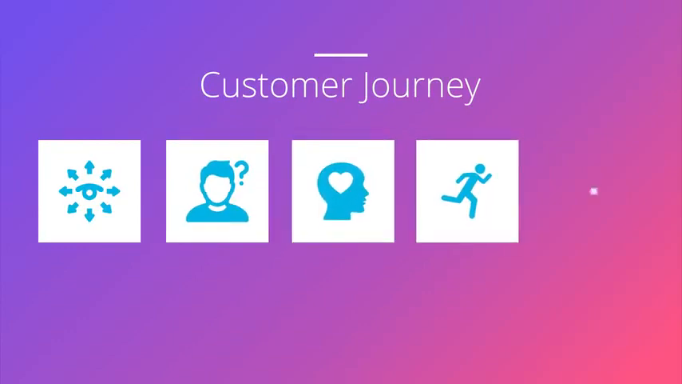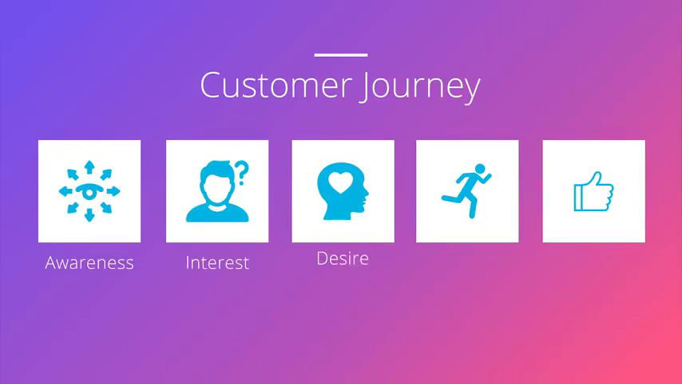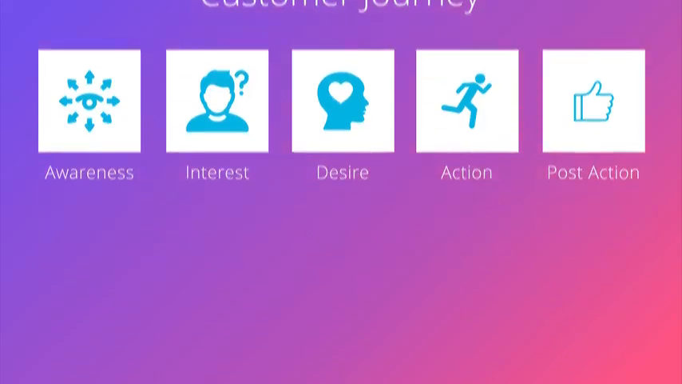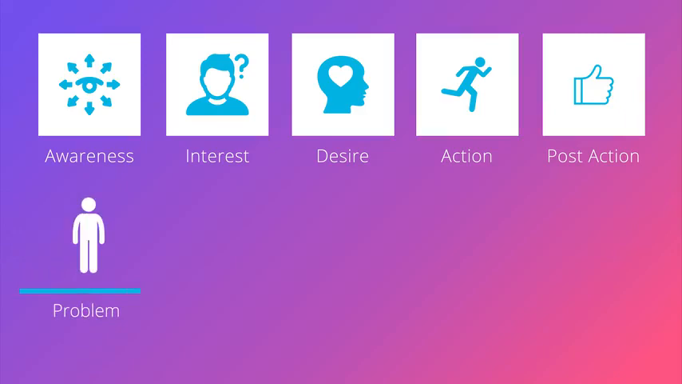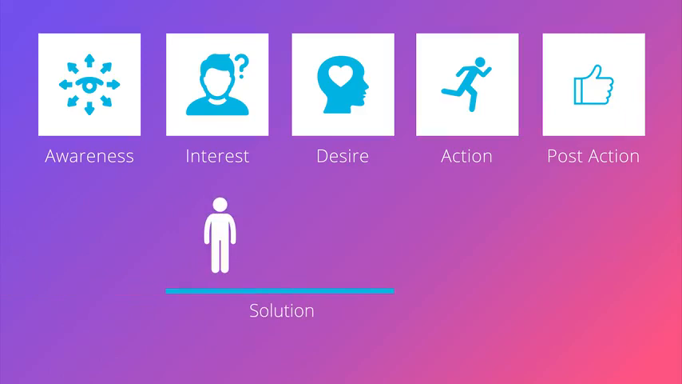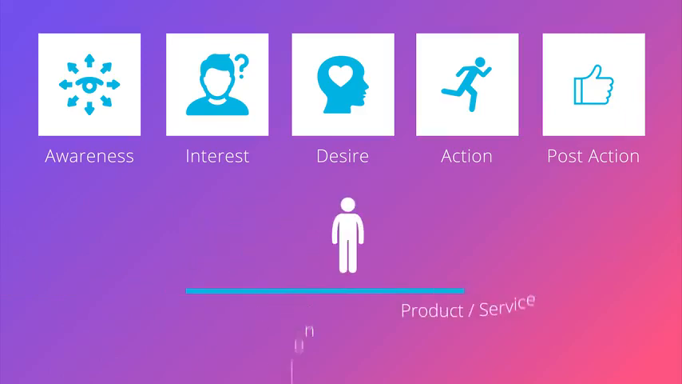Recall that the customer journey is the steps people go through leading up to and after taking an action with you. The customer journey again is made up of 5 stages: aware, interest, desire, action, and post-action. You'll want to create content that matches where the customer is on their journey. For example, content about a problem that your customer is experiencing would be appropriate for the awareness stage, but content about the solution is more appropriate for the interest and desire stages, and content about your product or services is best for the action stage.